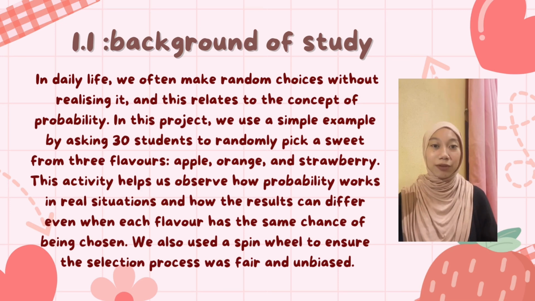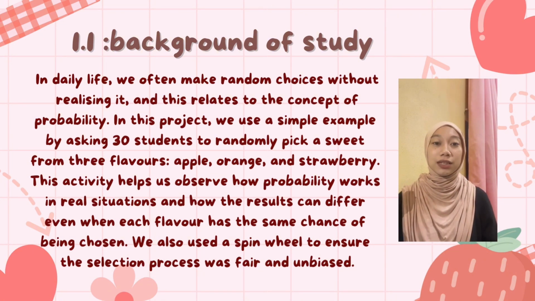For the background of our study, we chose an activity which is picking a sweet. We used 3 flavors of sweet, which are apple, orange, and strawberry. A total of 30 students participated randomly, and each flavor was prepared in the same amount so that every sweet has an equal chance of being chosen. To make this selection fair, we used a digital spin wheel.